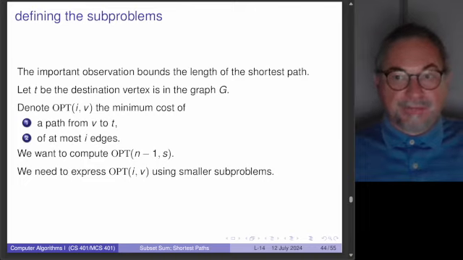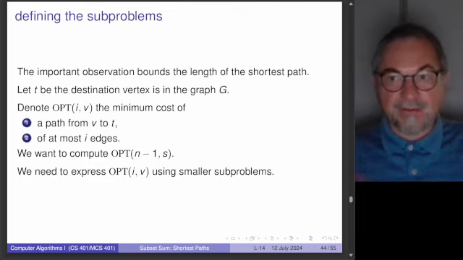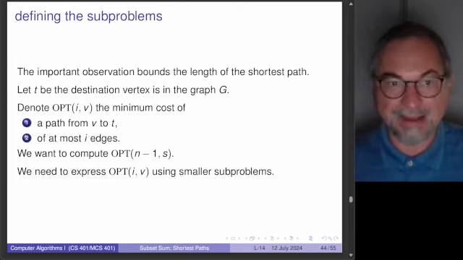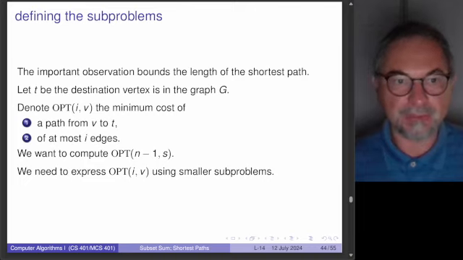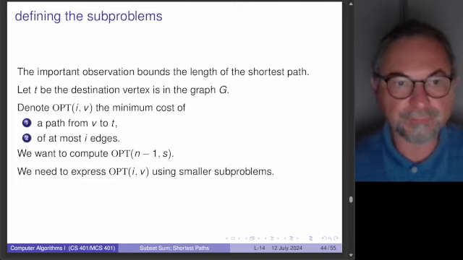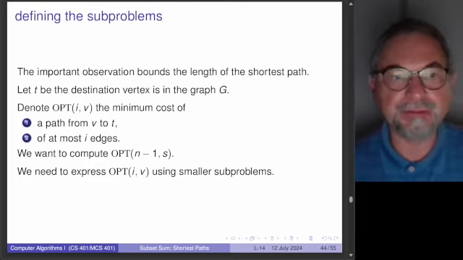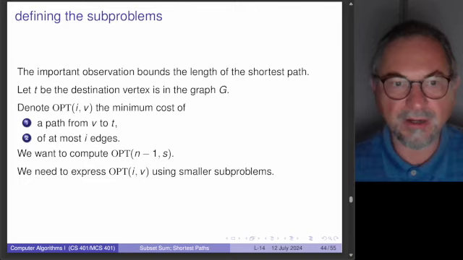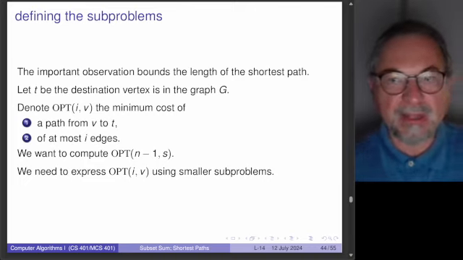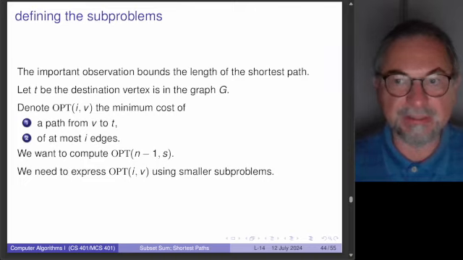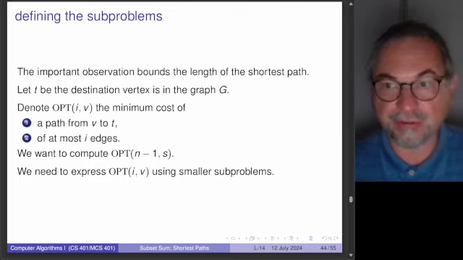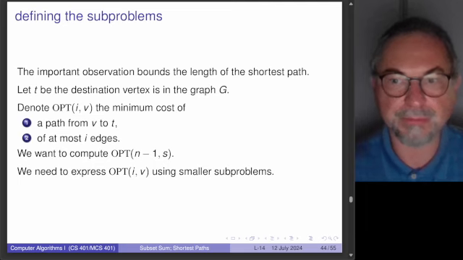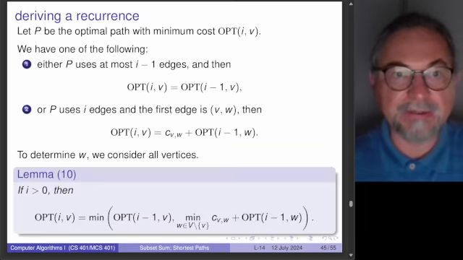Now, the important observation said that we would never have to consider paths that have more than n minus 1 edges. So we want to compute the optimum with n minus 1, starting from there. And now we need to find a recurrence that links the original problem to smaller subproblems. Okay, so here it is then.